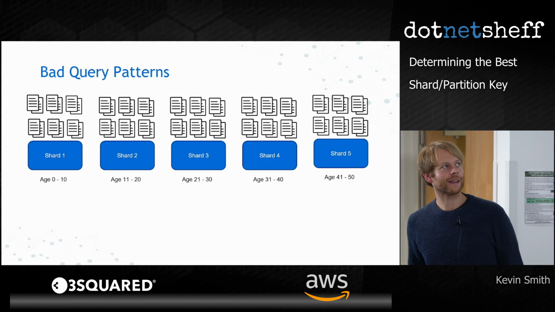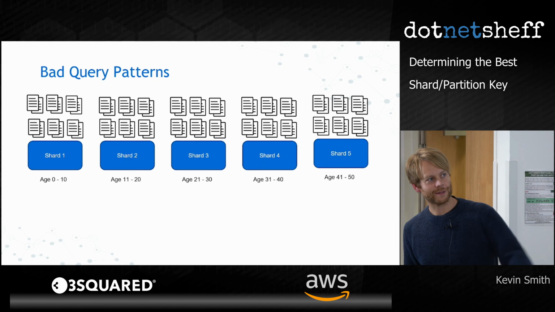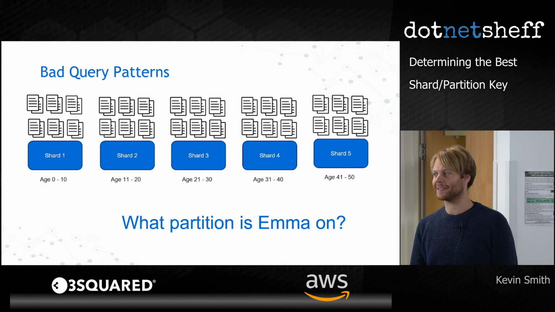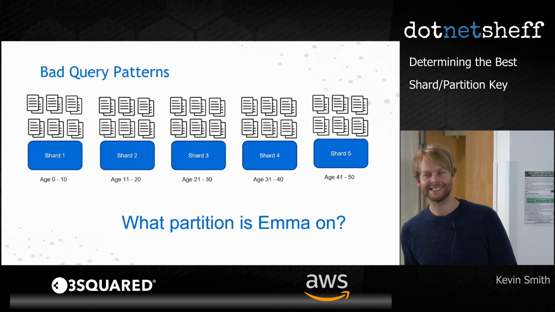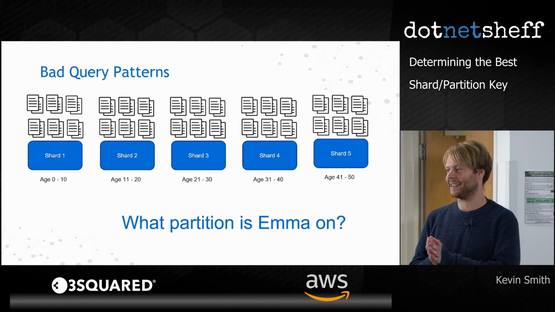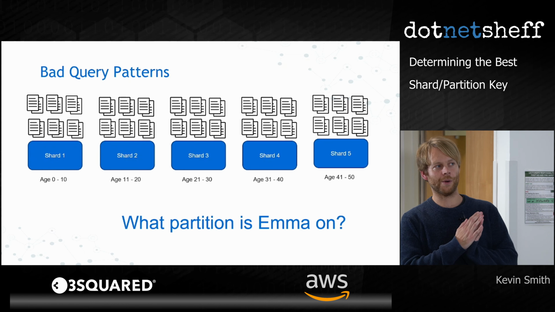The next one is bad query patterns. So let's say we've got our shards, we've got 5 shards this time, all different age ranges up to 50. But we want to find what partition M is on. Anybody got a clue where M is and which shard M is on? 4? I don't know. So you can't determine, you can't even narrow down your query. You'll have to do a whole cluster scan.